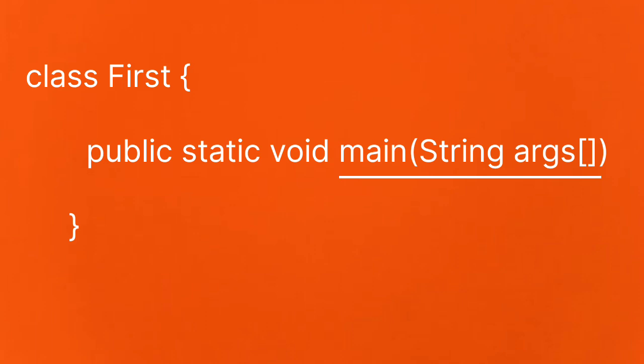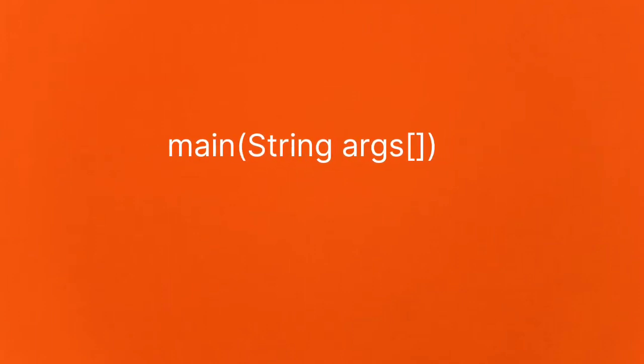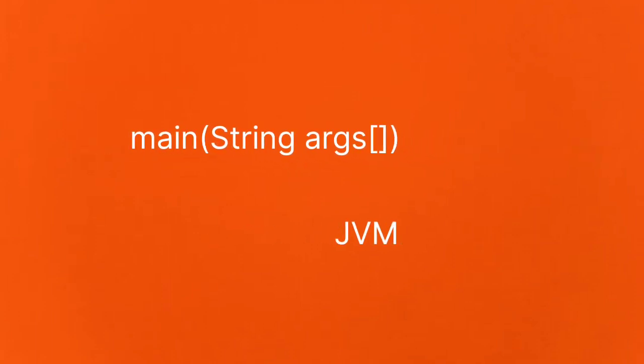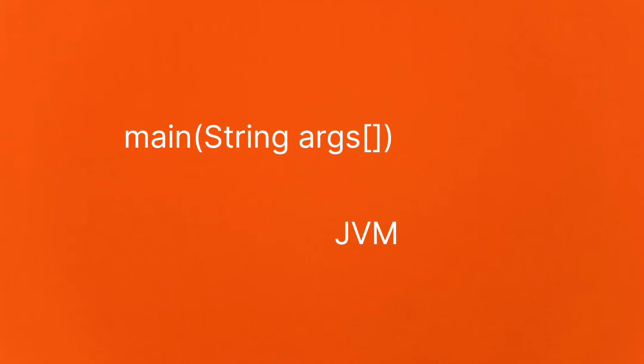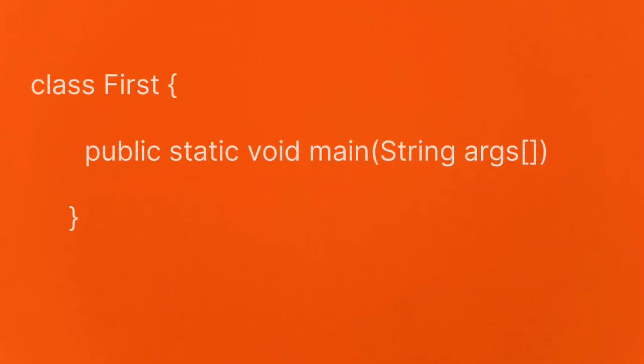Why should we write the main method? Because if the main method is not written in a Java program, JVM will not execute it. Main is the starting point for JVM to start execution of a Java program. Next to the method's name main, we have written String args.